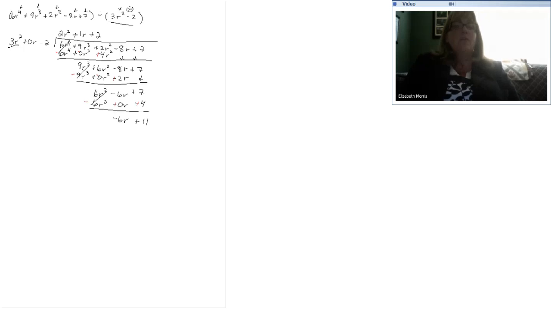Now, this is higher than this. We can't go any farther. So you have negative 6r plus 11 over 3r squared minus 2 for your remainder, and there's your answer.